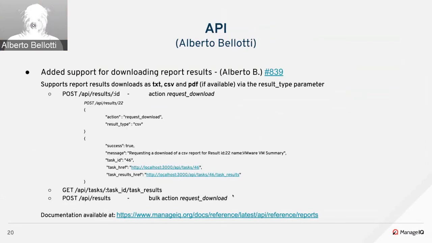And you could also request bulk download. So if you want to get reports for multiple report results, you'll get the multiple action results for that. And documentation is available up on manageiq.org. And that's it for the API. Next slide.